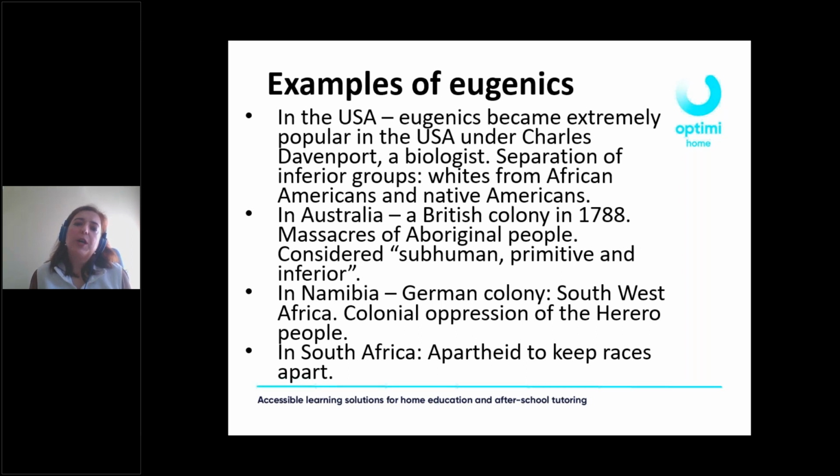Right. So obviously this also led to separation of inferior groups in the United States of America. Next year in grade 12 you will do the civil rights movement and the Black Power movement, and there you will see that Black people were also discriminated against. Native Americans were discriminated against. Native Americans had to live in their reserves. Black people were separated from white people in society.